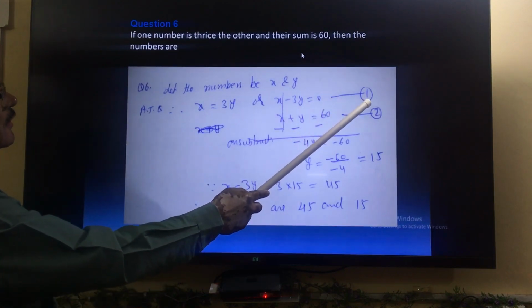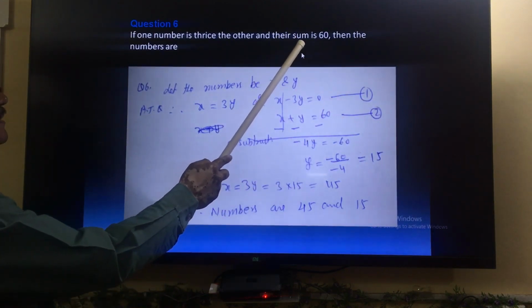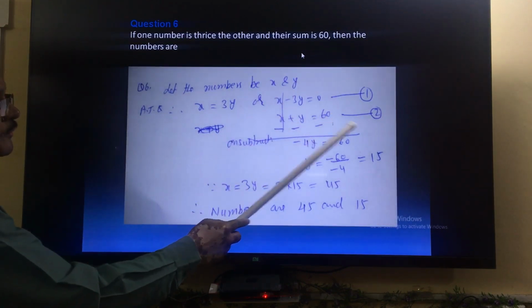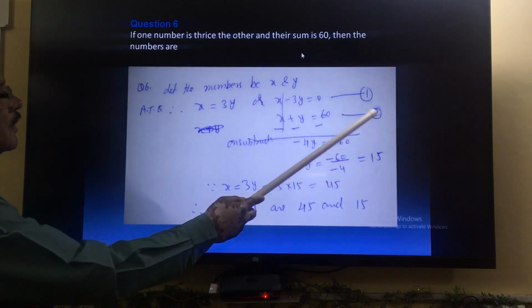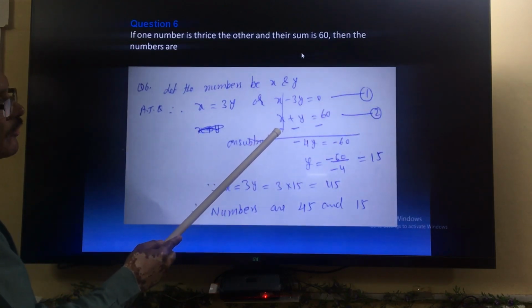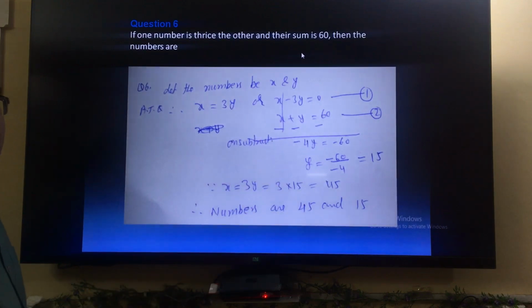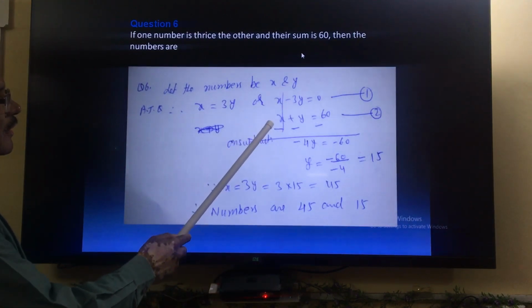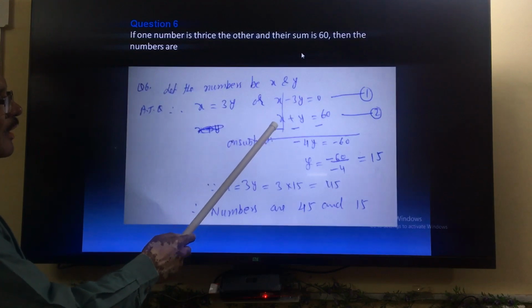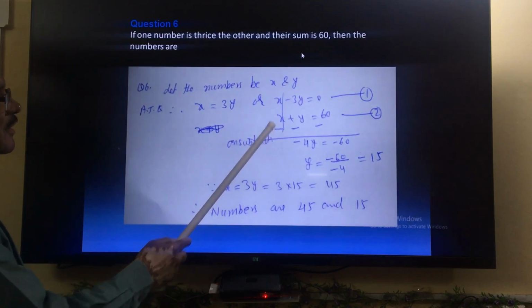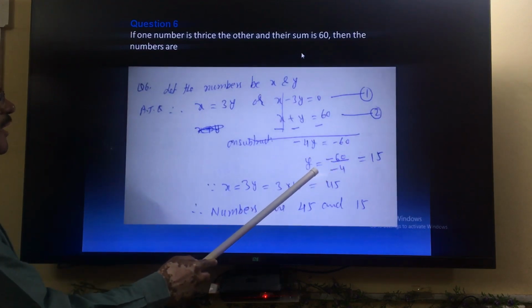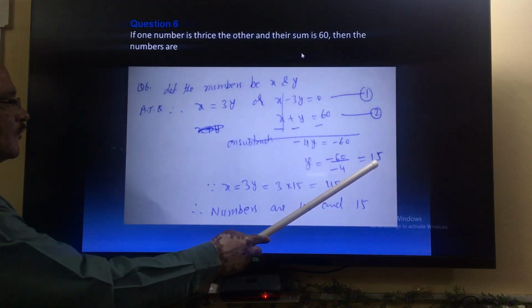This is our first equation, and the second equation we will get from this: their sum is 60, it means x plus y, the sum of these two numbers, is equal to 60. So this is our second equation. Now in these two equations we will see the coefficients, because in most questions we are using the elimination by equating the coefficient method. Here the coefficients are the same and of the same sign, so we will subtract. By subtracting, x will be cancelled and we will get -4y is equal to -60. So y is equal to -60 upon -4, that is equal to 15.